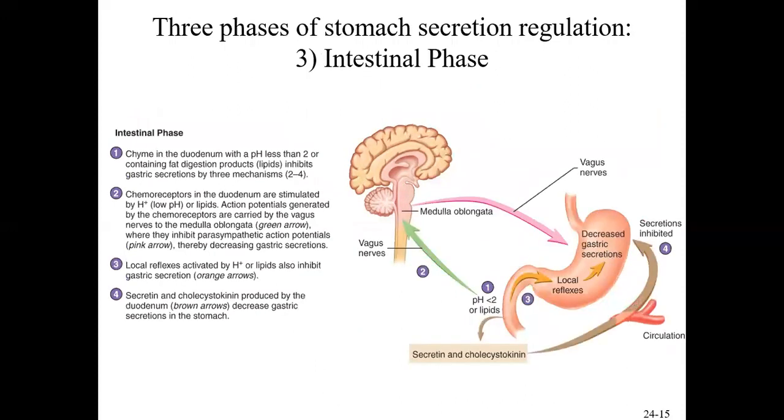And then to stop secretions, to slow it down, this is more of a negative feedback reaction, really. Whenever the chyme actually enters into the intestines, you release a couple of hormones here, secretin and cholecystokinin. These hormones go into the bloodstream where they target the cells of the stomach to stop producing those secretions. And so they slow down the production of the acid and the enzymes.